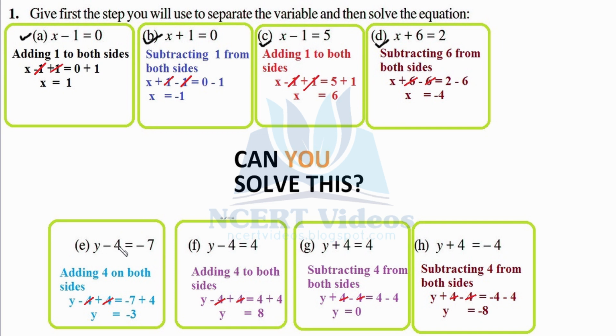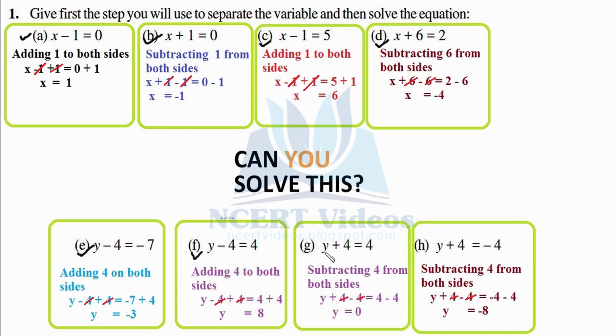E part, y minus 4 equal to minus 7. Now it is minus 4, so we will introduce plus 4 towards both sides. So adding 4 on both sides, y minus 4 plus 4 equal to minus 7 plus 4, cancel out, y only left, equal to, different signs, we subtract, sign comes of the greater number, that is negative 3. F part, y minus 4 equal to 4. Now adding 4 on both sides because it is negative 4, so we will introduce plus 4. Therefore adding on both sides, cancel out, y as it is, 4 plus 4 is 8.